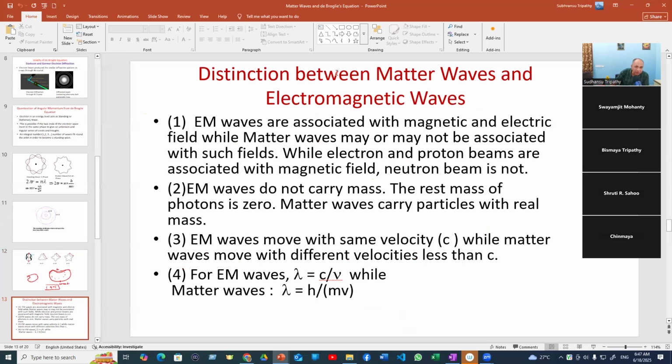And what is the distinction between matter waves and electromagnetic waves? Note this also. Electromagnetic waves have rest mass 0, but matter waves have non-zero rest mass.